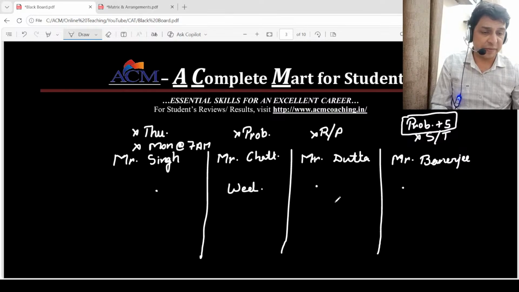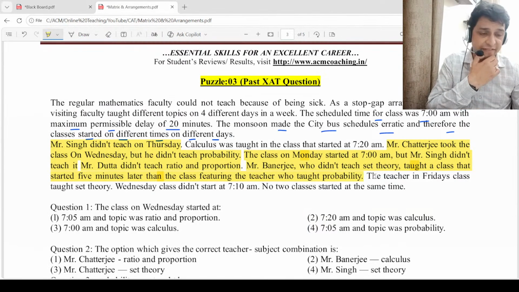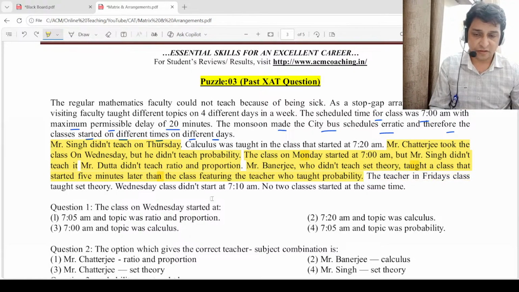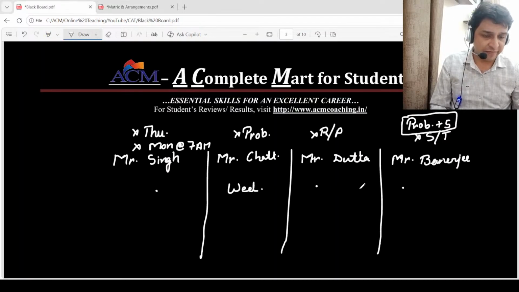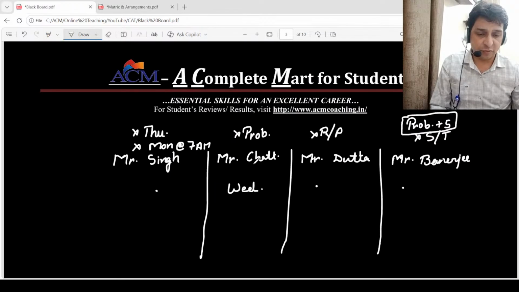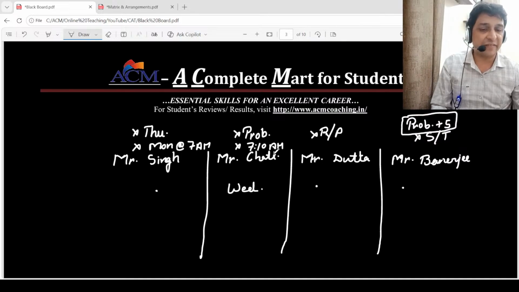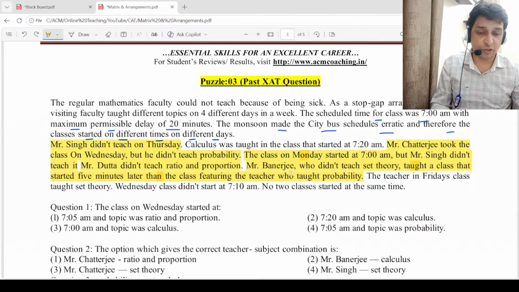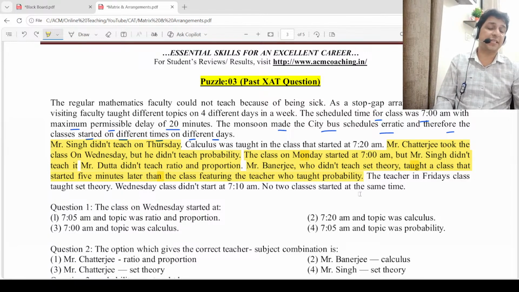Now, if he did not teach probability, then let's go for the next information. What all information we have? There's some more information we have yet. The teacher in Friday's class taught set theory, but we don't have the Friday yet. Wednesday class did not start at 7:10. So we can write this is also not 7:10. So we got two timings, 7 a.m., 7:10, and one is probability plus 5. That means the gap of 5 minutes. The fourth time we do not have yet. Okay, here we have 7:20. No two classes started at the same time.